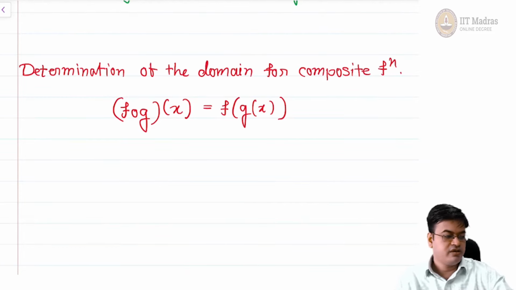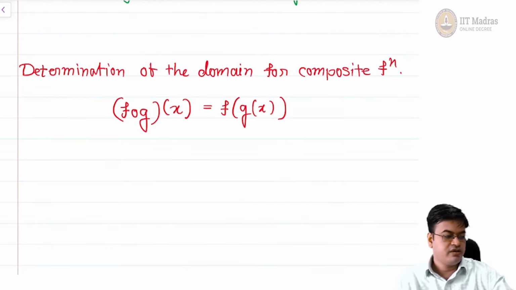So there are basically two rules. The first rule corresponds to x being in the domain of g. If x is not in the domain of g, then I cannot include it. Then x cannot be in the domain of the function f o g. When you talk about g o f, x does not belong to domain of f implies x does not belong to domain of g o f. So just remember the order in which the functions are taken matters.